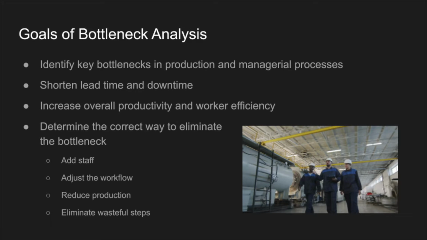When completing a bottleneck analysis, there are multiple goals to keep in mind. Primarily, we are trying to determine why a bottleneck is occurring and decide what we can do to stop it. There are many ways to eliminate a bottleneck. Some examples are adding staff, adjusting the workflow, reducing production, or eliminating wasteful steps. However, these examples may or may not work for certain bottlenecks, so we must use the analysis to take the correct course of action. Some other goals of bottleneck analysis are shortening lead time and downtime, increasing overall productivity and worker efficiency, and making a well-rounded production line that is both safe for the workers and advantageous for the company.